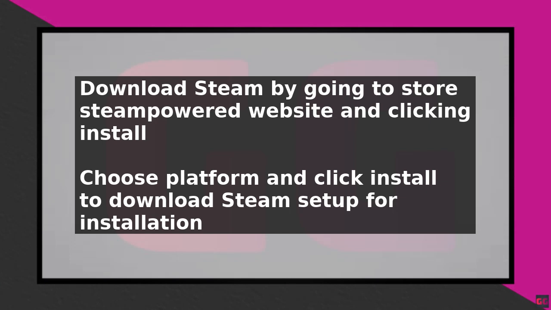Click on the Welcome to Steam option. Then select the Install Steam button. Choose your platform, such as Windows, and click the Install Steam button to download the Steam setup.